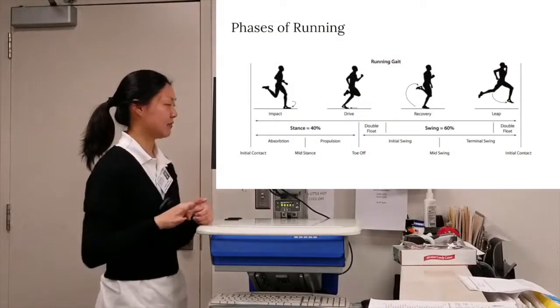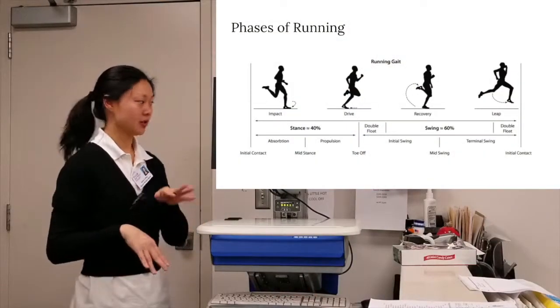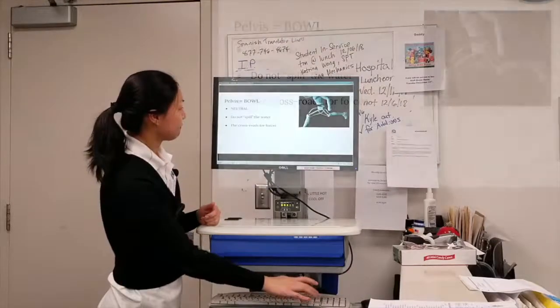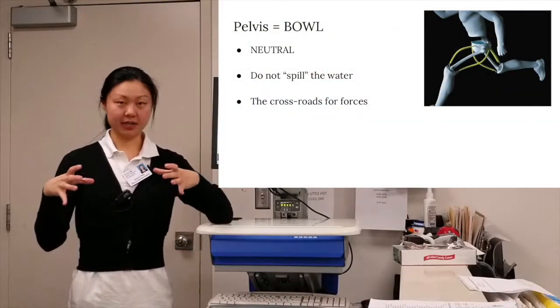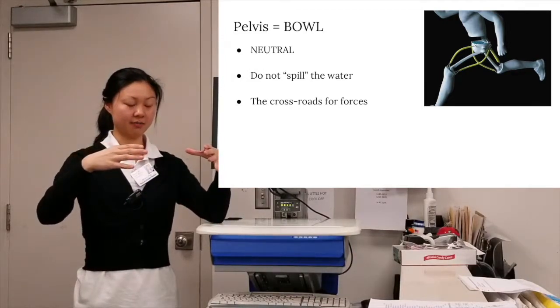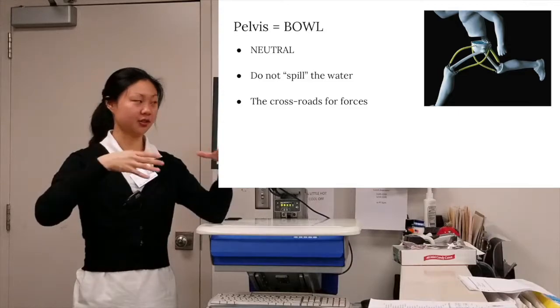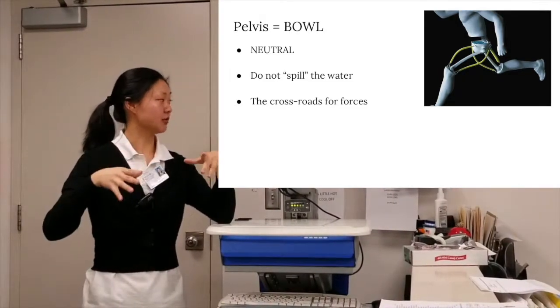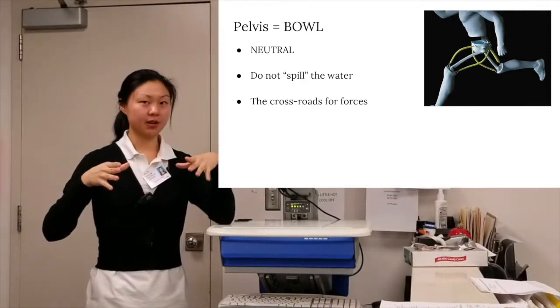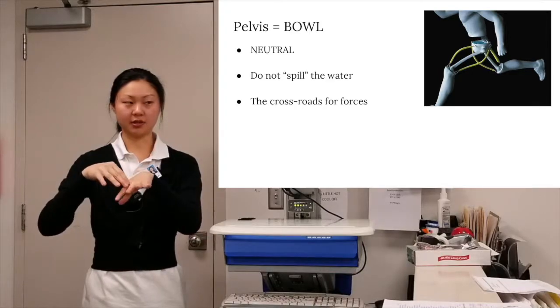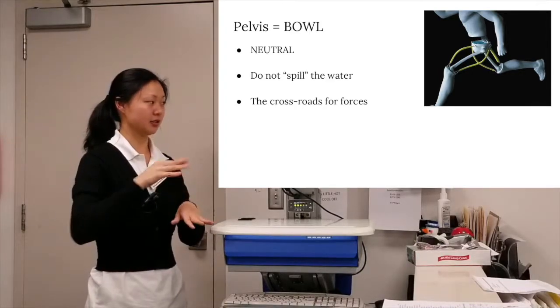So there's 4 phases of running. You have the impact phase, the drive, which is like the push-off, the recovery, and the leap phase. Your pelvis, when you're running, is essentially a bowl of water. You can just imagine it being filled with water, and then when you run, you don't want to tip it too far anterior or posterior, so it should be neutral when you're running. And really, the pelvis is like the middleman of everything. It really determines your trunk alignment as well as your lower extremity alignment.